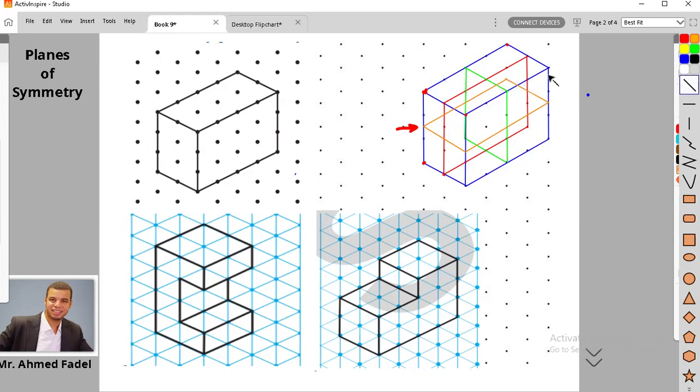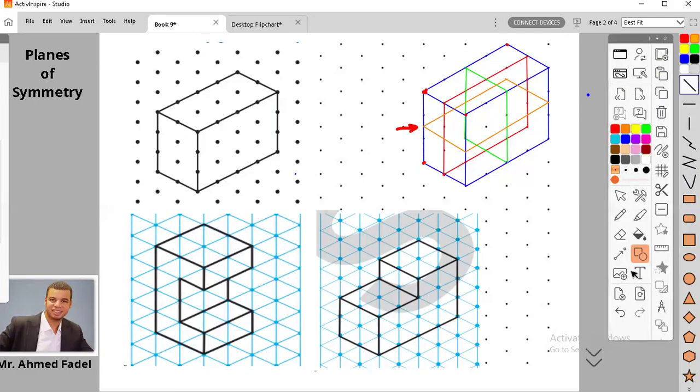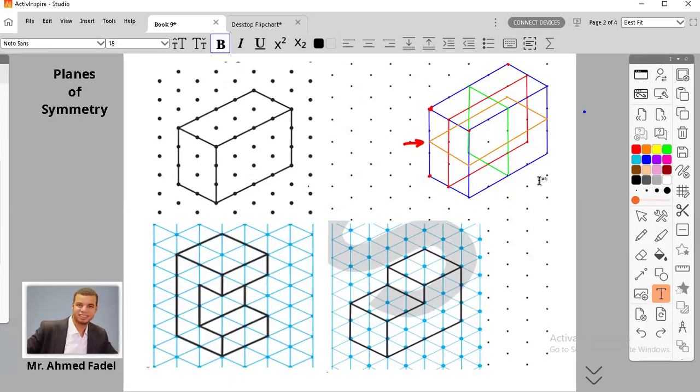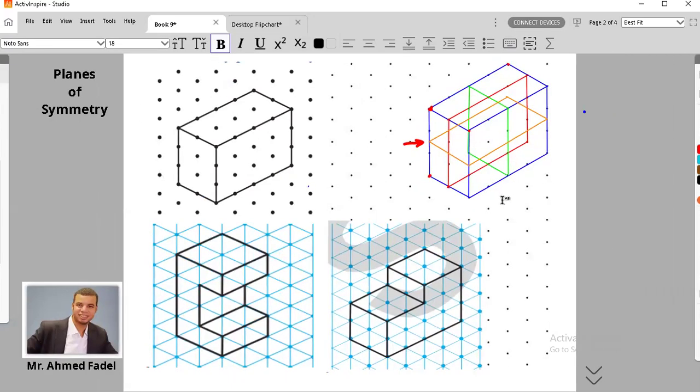Now I drew three planes of symmetry. If you noticed over here, I got the red one, which is vertical. I got the green one, which is also vertical. And I got the orange one, which is horizontal. So to describe the planes of symmetry of this shape, I'm going to describe it exactly this way.